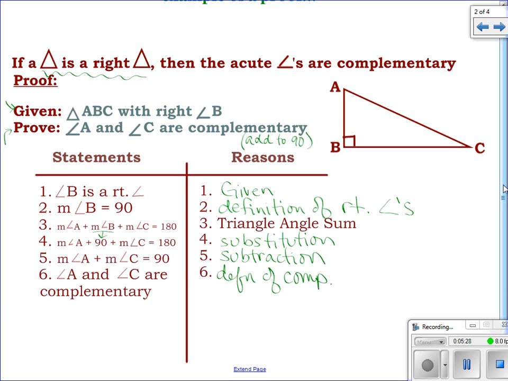So anytime you're really saying the same thing, just in a different way, it's definition of, and it truly is the definition of complementary that the two angles add to 90. That's what complementary means. Questions on those? Let's try one more proof.